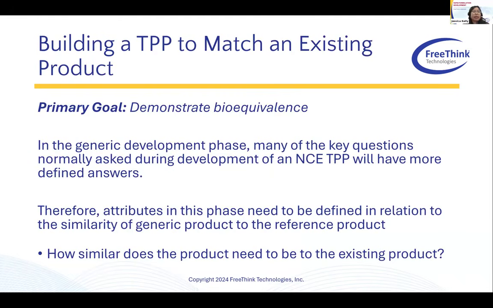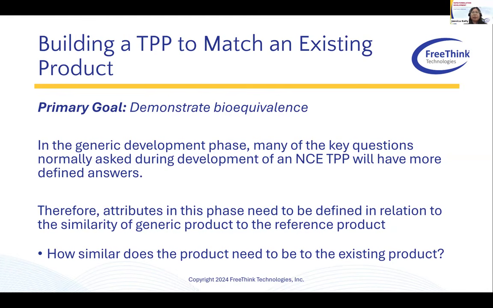So next, let's take a look at how to build a target product profile for a generic product and the key differences in strategies between how you might build a TPP for a generic product versus a TPP for a new chemical entity. So generally, many of the questions that we might have considered before when building the TPP for the new chemical entity will have answers that are more defined.